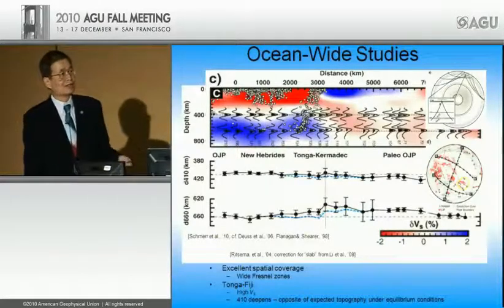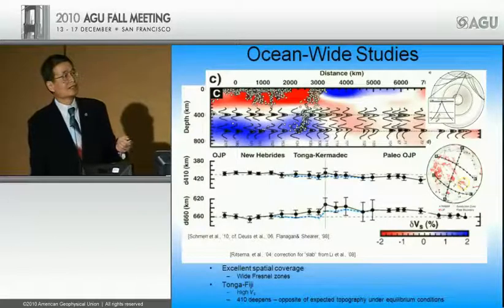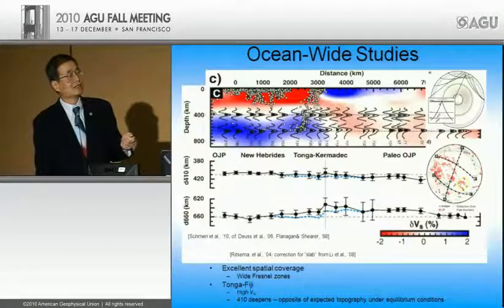Ocean-wide studies, you're looking at several different things here. In the background, the blue and the red are tomographic results. Those circles are hypocenters, and then you have these wiggles. These are underside reflections of the two discontinuities, and the cross-section is this one. It basically goes from east to west here.